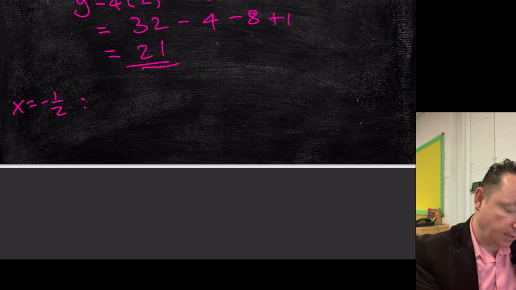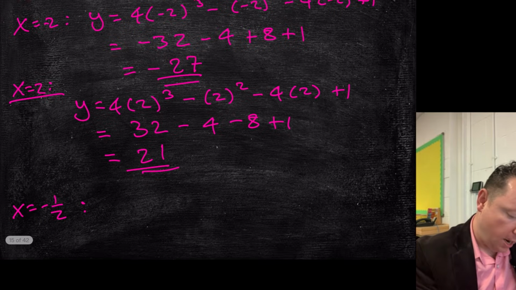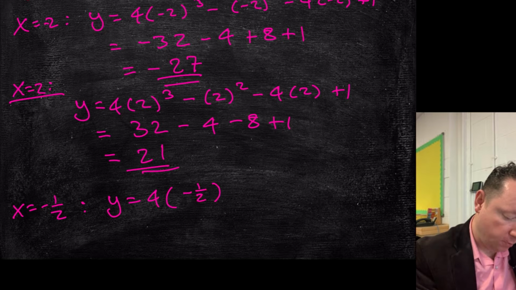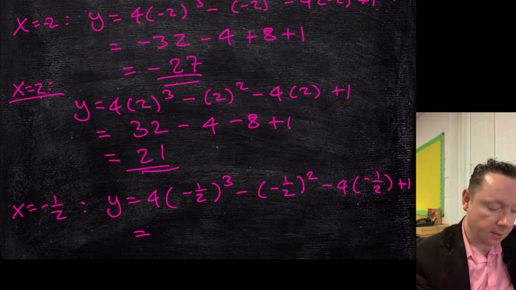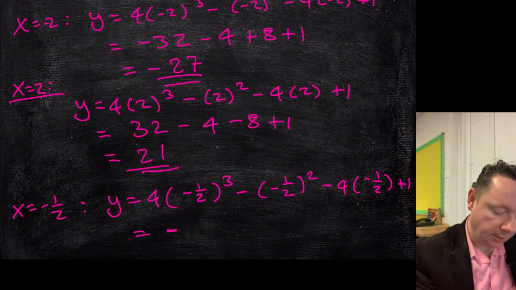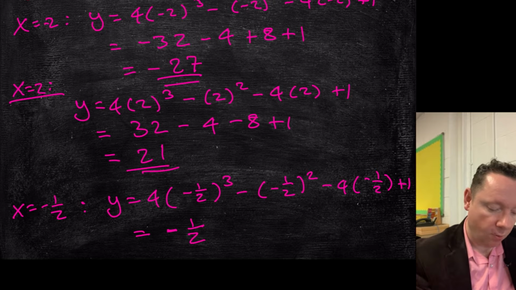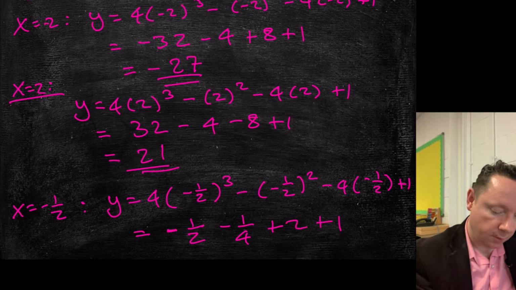When x equals minus a half, we've got y equals 4 times minus a half cubed, minus minus a half squared, minus 4 times minus a half, plus 1. Minus a half cubed is minus an eighth, times 4, so that's minus a half. Take your time on that one. Minus a half squared is a quarter, so that's minus a quarter. A half of 4 is 2, a minus times a minus is a plus, plus 2, plus 1.